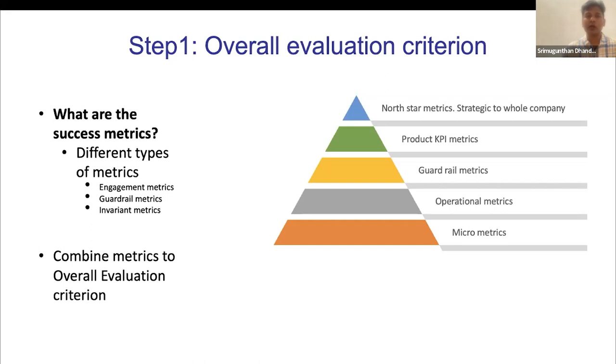So the overall evaluation criterion exists because we have these multiple metrics, right? So most often you might want to construct a composite metric. And then you can say, on this composite metric, you want to see any change or improvement. So that's what you call an overall evaluation criterion.